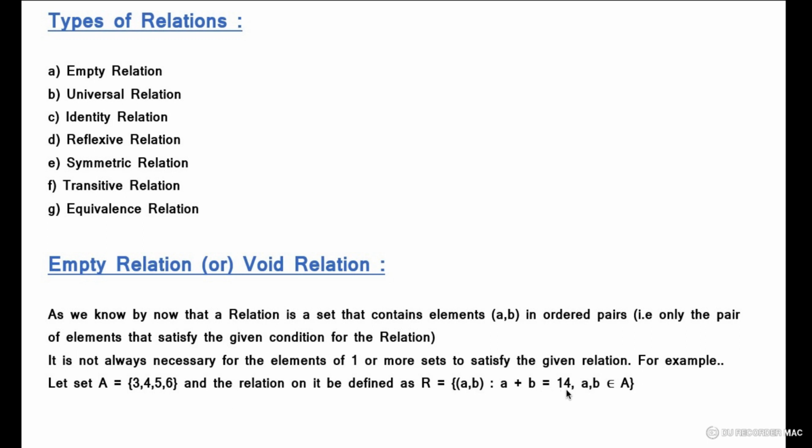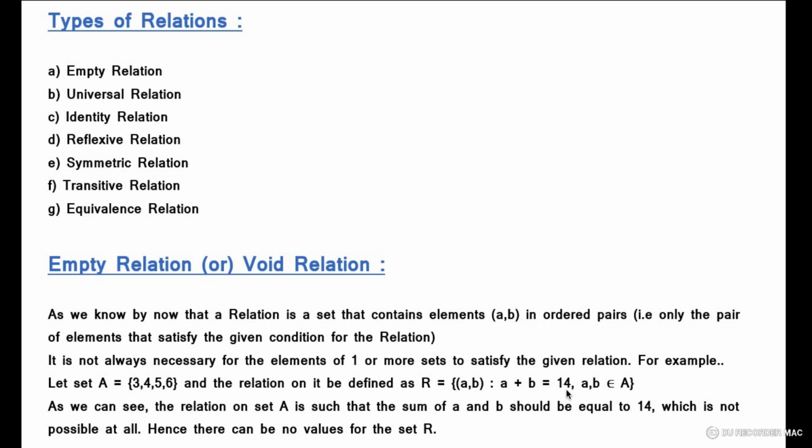Now, is this possible? Let's check it out. As we can see, the relation on set A is such that the sum of A and B should be equal to 14, which is not possible at all. Hence, there can be no values for the set R. Now, let's prove that R has no value. The first step would be to find the values of A cross A.